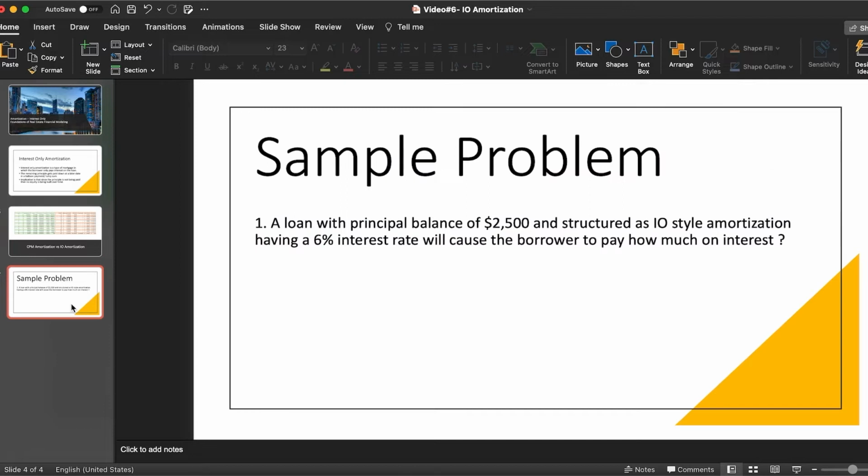Just wrap it up with a simple problem. We have a loan with a principal balance of $2,500 and structured as an interest-only style amortization, having a 6% interest rate. How much will it cost the borrower to pay on interest?